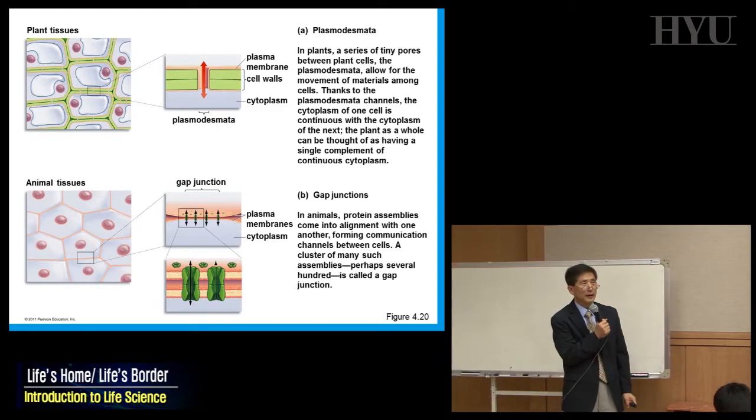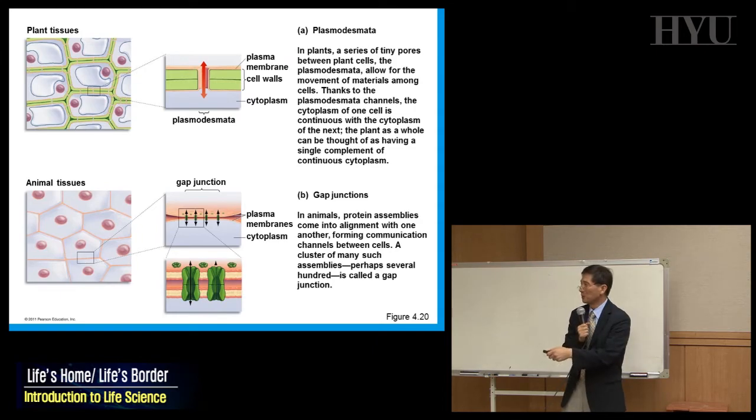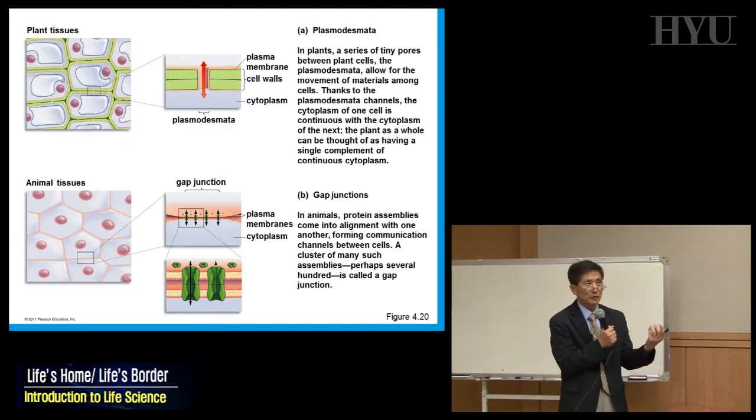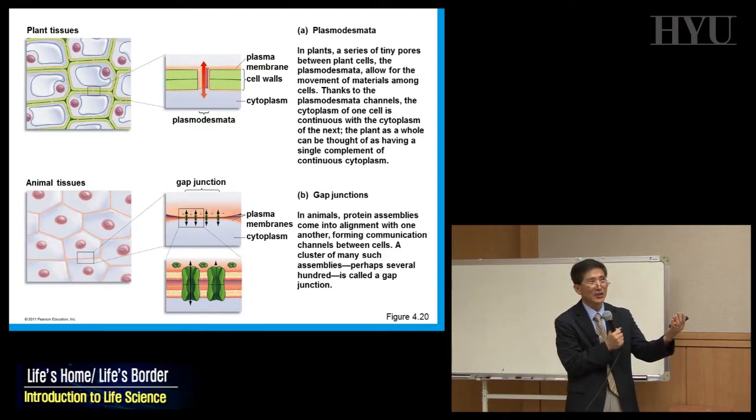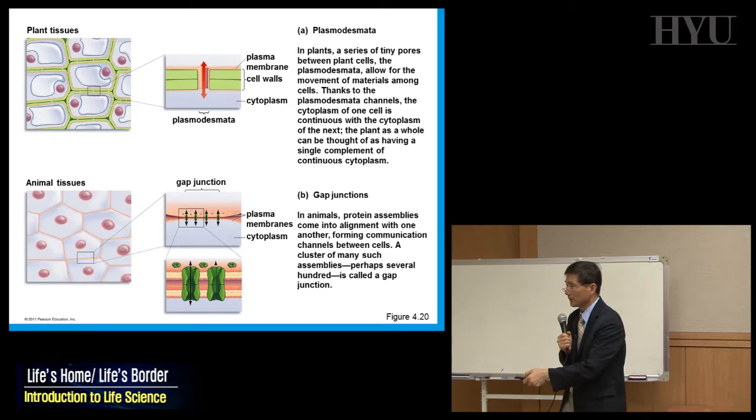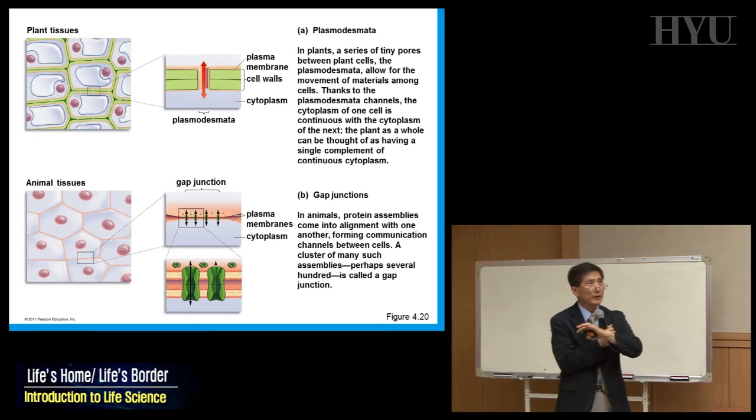plasmodesmata. Names are killing you, right? But you have to bear with it. Animal cells are a little bit easier. It's called gap junction. It's not Gap t-shirts, but it's gap junction. Gap junction. Did you see the movie at the beginning?